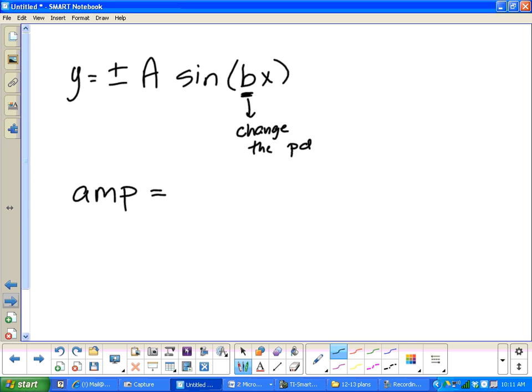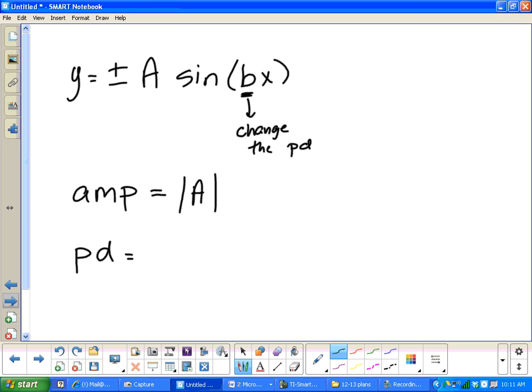It's A. Is it just A? The absolute value of A. So it doesn't really matter if it's positive or negative. That's why I put plus or minus up there. Okay. Now, the period.